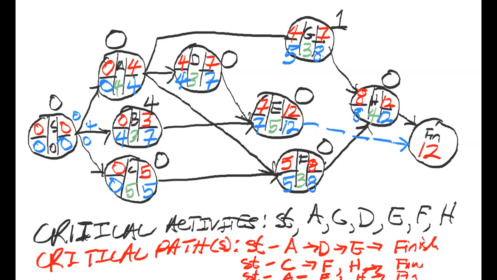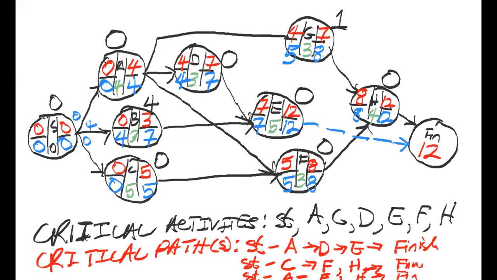So the critical activities here are A, C, D, E, F, and H. But the critical pathways are actually three different pathways. But they're made up of the critical activities. They just branch into different pathways, different walkways. Again, you begin at the very start node. From start, you follow the zeros in a logical manner. So from start, you go to A.